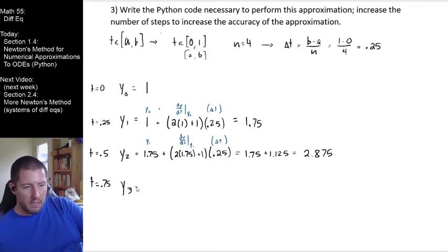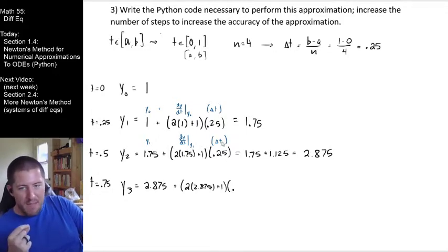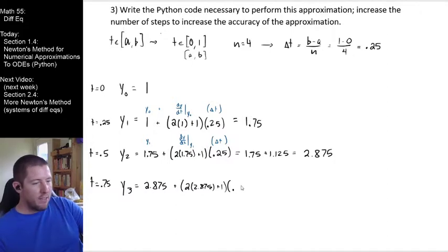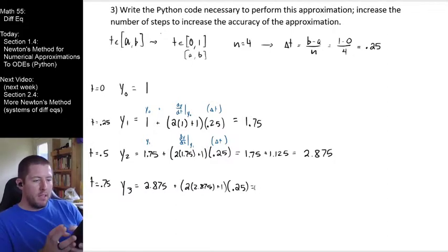Now another 1/4 of a second later at y3, our initial location is y2's piece of information, right? So this is our 2.875 plus 2 times 2.875 plus 1, right? The slope of the solution at 2.875 is exactly this. Our approximating part is that we're going to do it for not an infinitesimally small unit of time, not a dt unit of time, but a delta t unit of time, 0.25 seconds, which in a sense is a small amount of time. So let's update again.